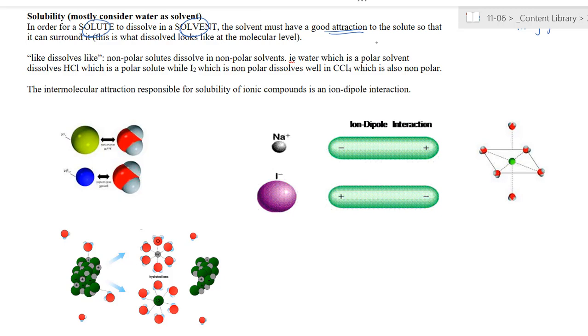Now you may have heard before the phrase like dissolves like, and that's a really helpful tool for helping us to remember that nonpolar solutes tend to dissolve in nonpolar solvents, and polar solvents tend to dissolve polar solutes. So for example, hydrogen chloride, HCl, is polar, and so it will tend to dissolve better in something like water, which we'll explore a little bit further in a moment. Whereas I2, which is nonpolar, tends to dissolve well in something like carbon tetrachloride, which is also nonpolar.